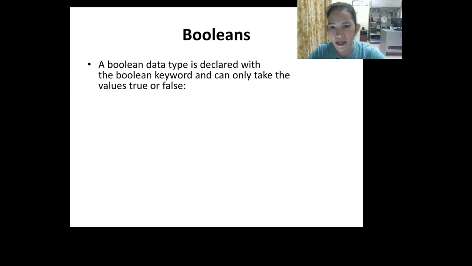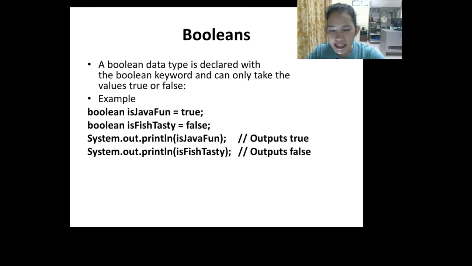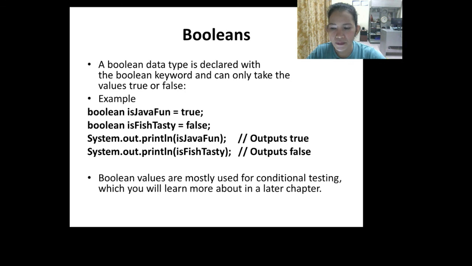Booleans. A Boolean data type is declared with the boolean keyword and can only take the values true or false. Example, boolean isJavaFun = true. Boolean isFishTasty = false. System.out.println(isJavaFun). This statement will output true. Next, print isFishTasty. This will output false. Boolean values are mostly used for conditional testing, which you will learn more about in our later discussions.